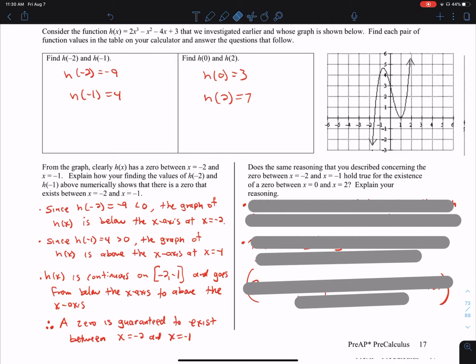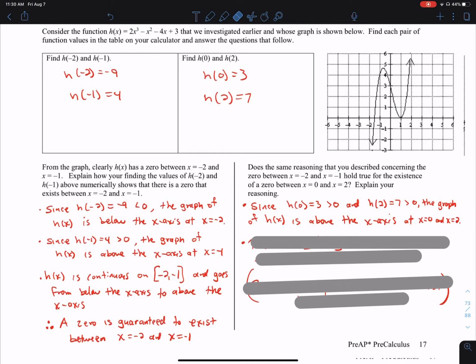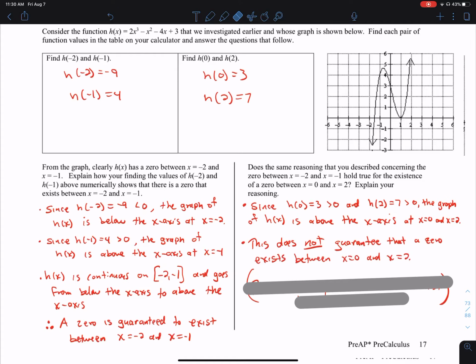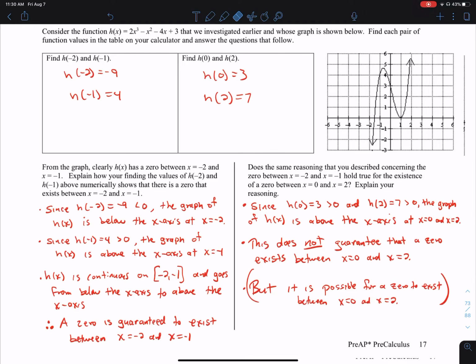Formally, since h of 0 equals 3, which is bigger than 0, and h of 2 equals 7, which is bigger than 0, the graph of h of x is above the x-axis at both x equals 0 and x equals 2. This does not guarantee a 0 exists between 0 and 2. Now, all that being said, it is possible for a 0 to exist. We're just saying that it doesn't guarantee it.